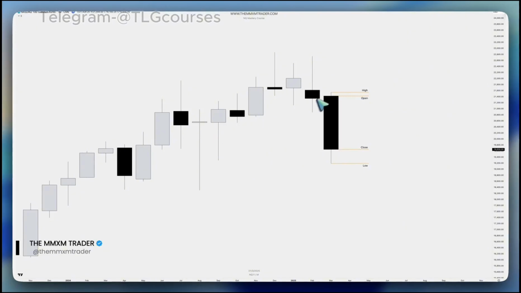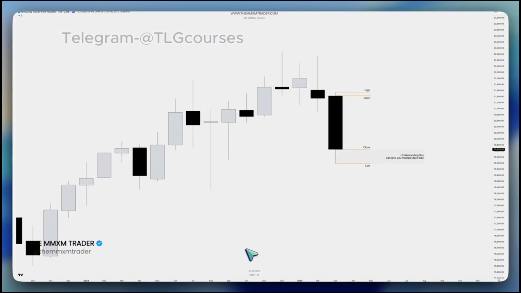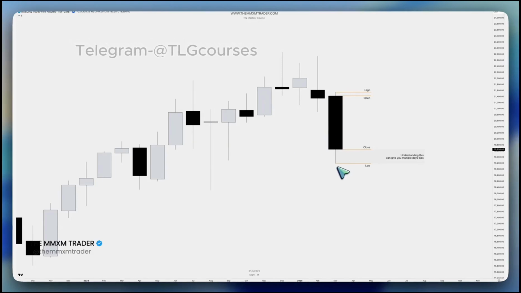Okay, so here's that bearish candle. This is a monthly chart. Open, high, low, close. Super bearish. Okay. Understanding just this, even when the bias is completely bearish, can give you multiple days' bias. And this is why it's so powerful to understand this. And this is how it can help us achieve a daily bias once you get to these end of the months or beginning of the months, actually.